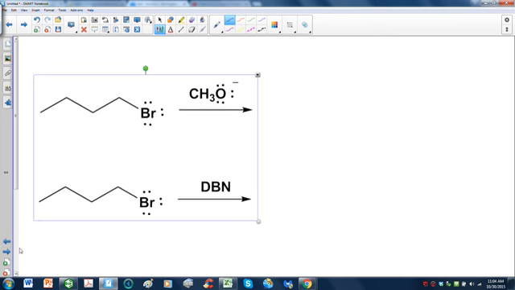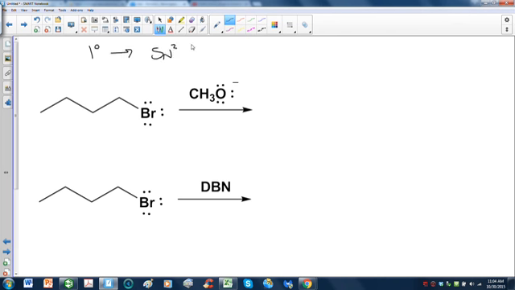Now let's look at primary. We're going to do exactly the same thing. Primary substrates will only react via Sn2 or E2 reactions. We'll find there is no possibility of E1 or Sn1. So we don't have any molecules like CH3OH, weak nucleophiles and weak bases.